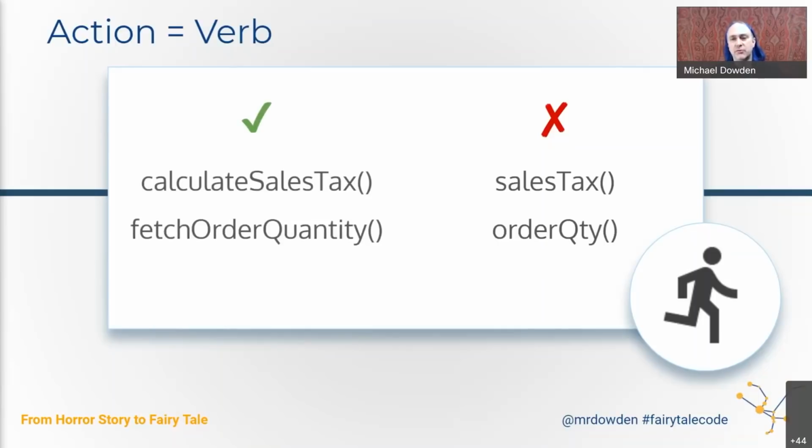Or I could provide a more appropriate name, which includes the verb, the action being performed, so that I have that context just from looking at the call without having to actually look at the implementation of the function itself. So calculate sales tax tells me that I'm calculating sales tax, and presumably by the variables that I pass in, I'll understand how that calculation is being performed. Fetch order quantity tells me I'm retrieving something, probably from a database or other data store.